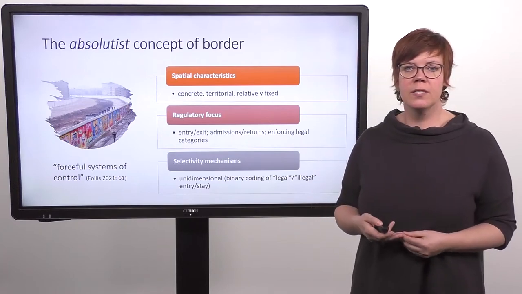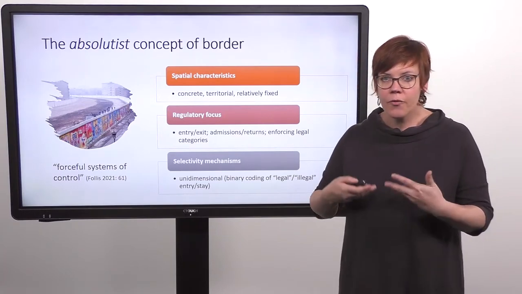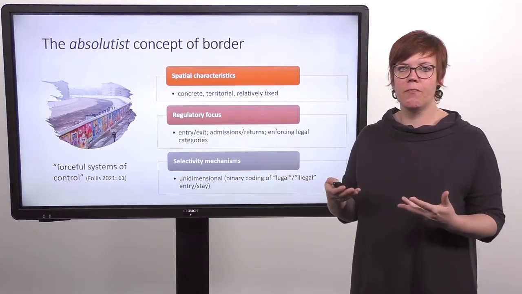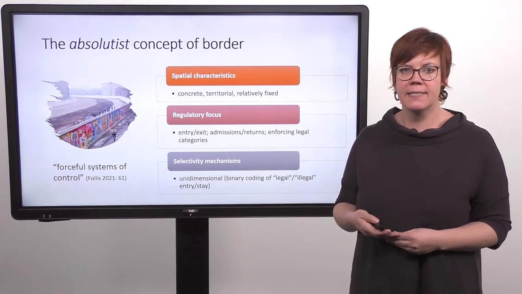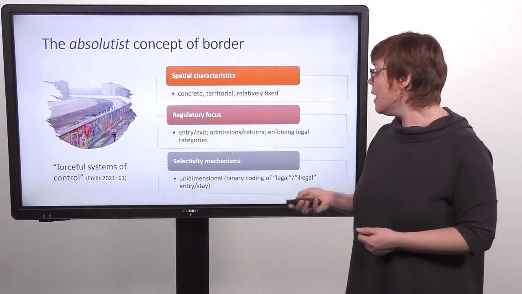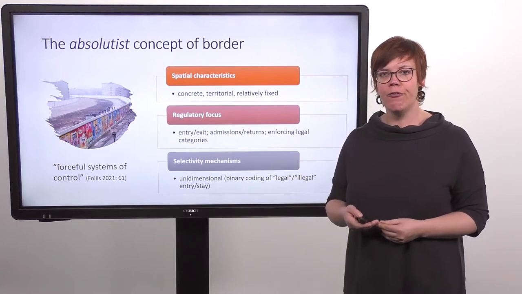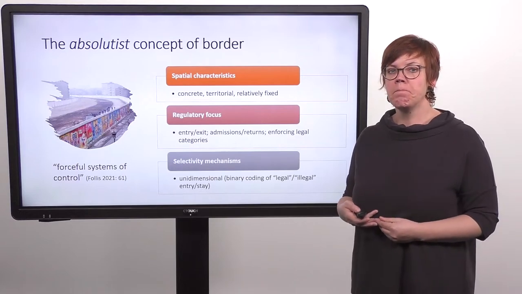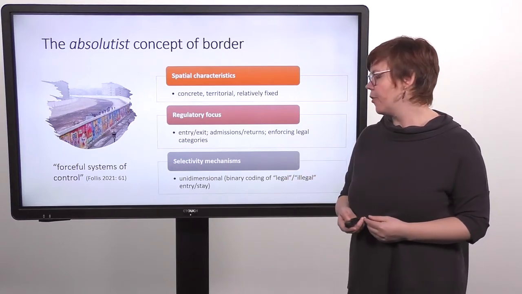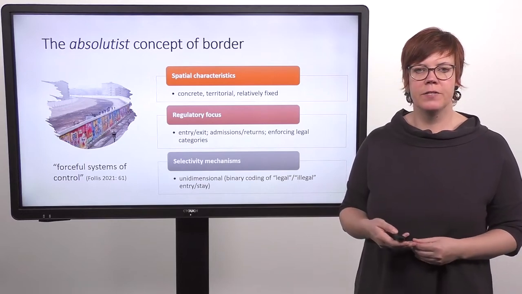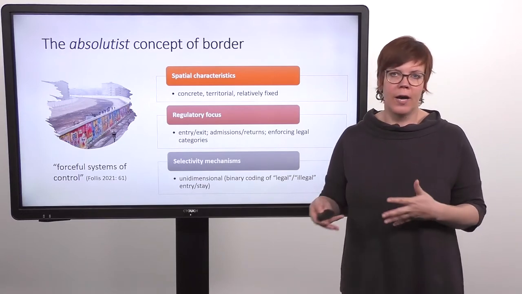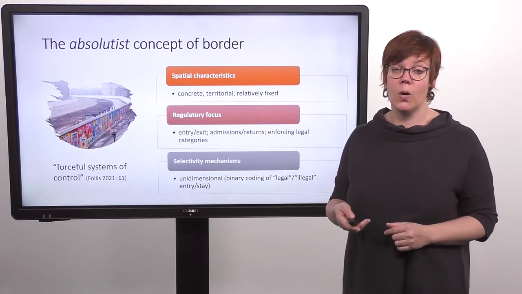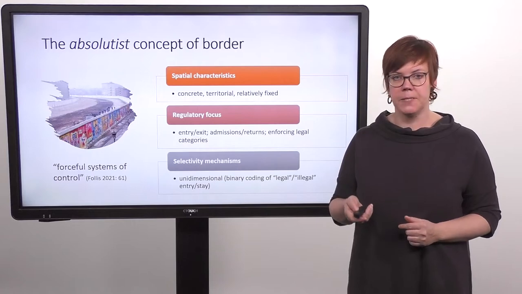It assumes that borders are experienced mainly in a territorial manner, in a concrete manner at the physical border. Think of biometric controls at airports or the Mexican or Israeli walls. They involve a regulatory focus on entry and exit, and the enforcement of these rights. And they involve a focus on a rather unidimensional understanding of selectivity. So you're either in or out from that perspective. You either have a legal status or a so-called illegal or unauthorized status.